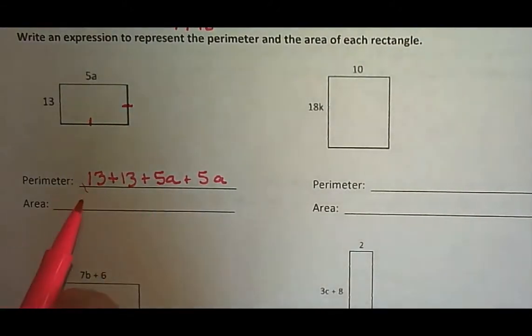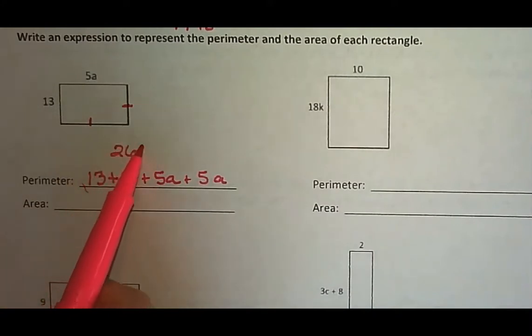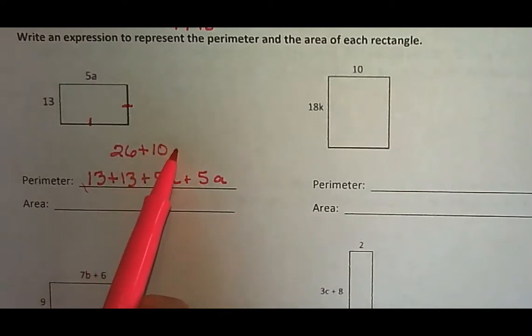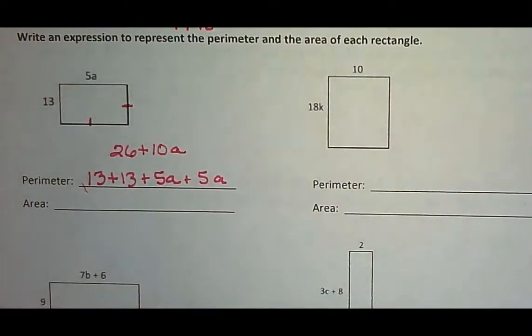numbers. So we could add 13 and 13 to get 26, plus 5 apples and 5 apples is 10 apples. And we could leave it at that, 26 plus 10a. We can't figure this out anymore unless we would know what a is. If we were told what a is equal to, then we could do some math and figure out the perimeter. But the way it is, all we can do is write this expression to tell what the perimeter of this rectangle is.